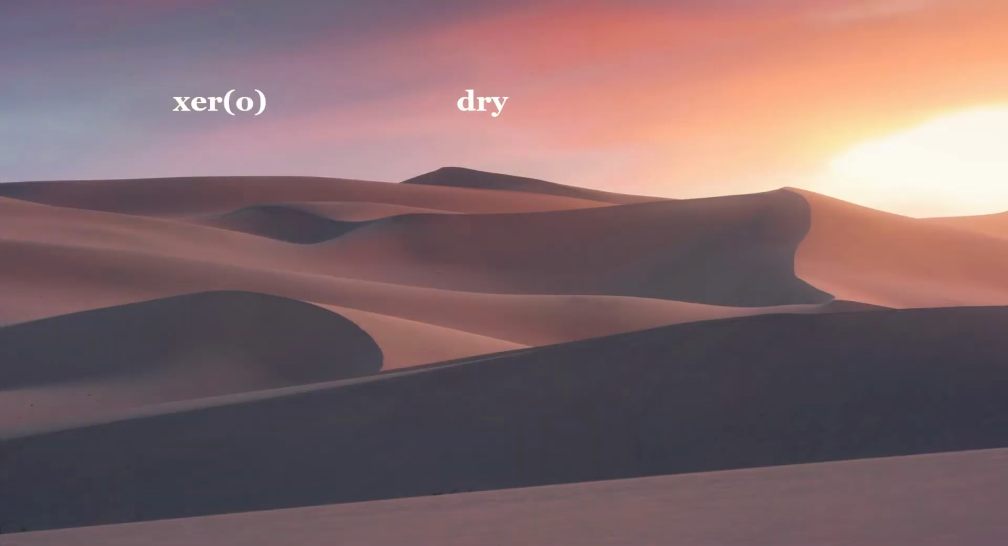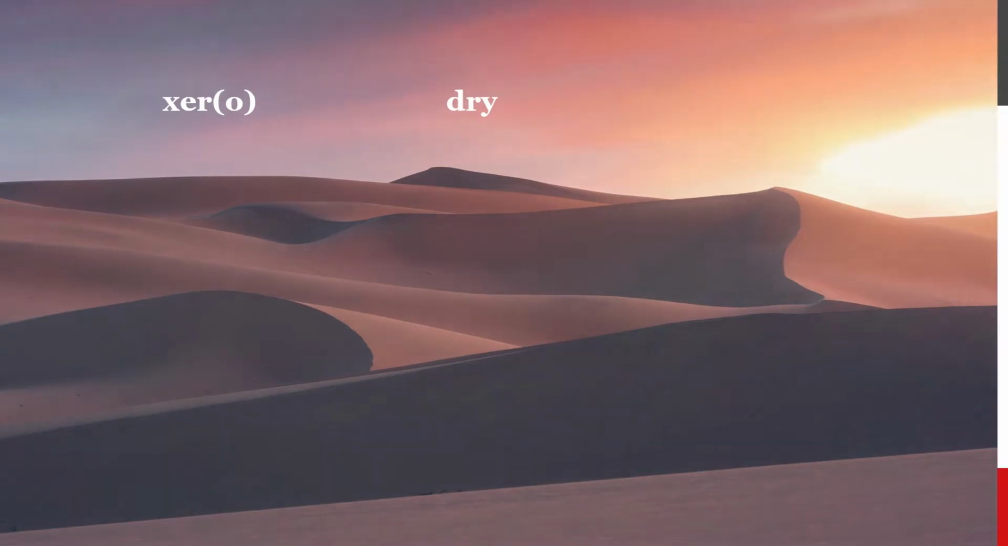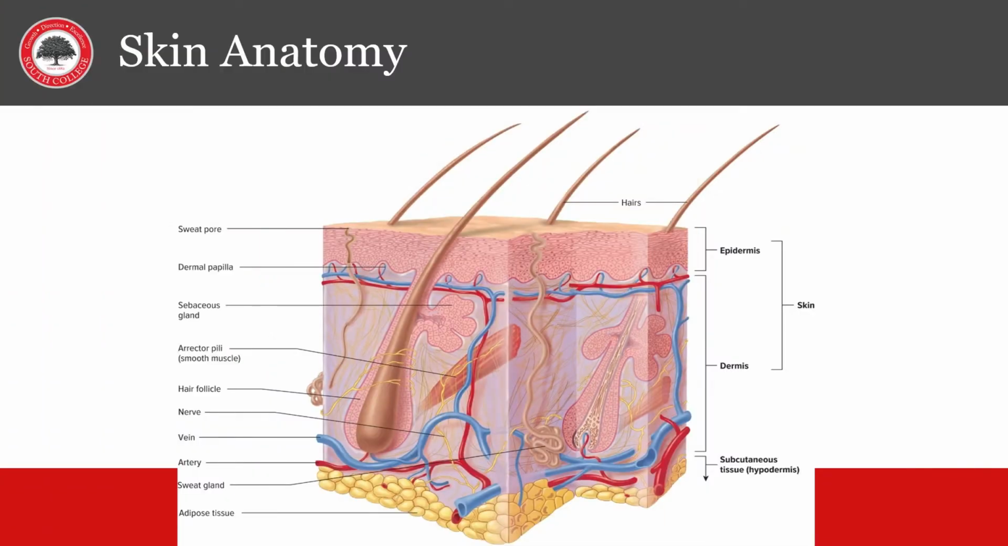Melano means black or very dark. Say, where did the lights go? Xantho means yellow, while xero means dry, like this desert. Let's look at some more anatomy.